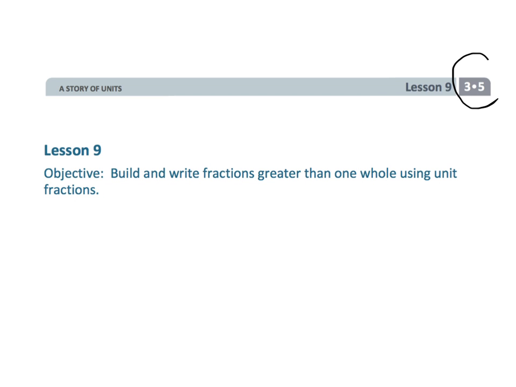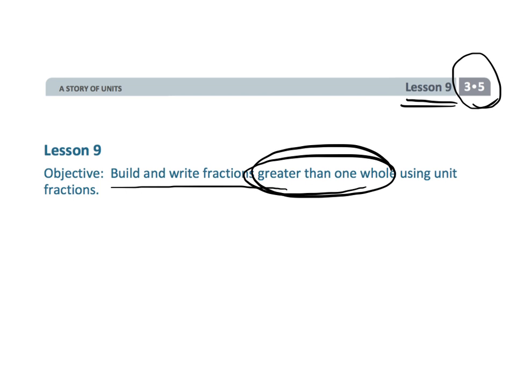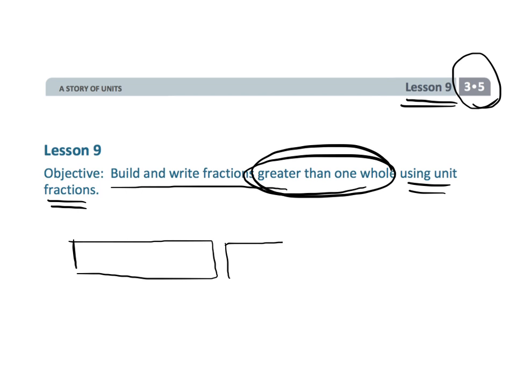All right, this is Grade 3, Module 5, Lesson 9, and in this lesson we are building and writing fractions that are greater than one whole using unit fractions. So the idea being, let's say I have two identical candy bars, and each of those candy bars are cut into thirds, equal thirds.